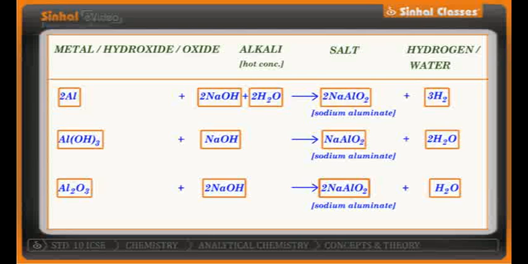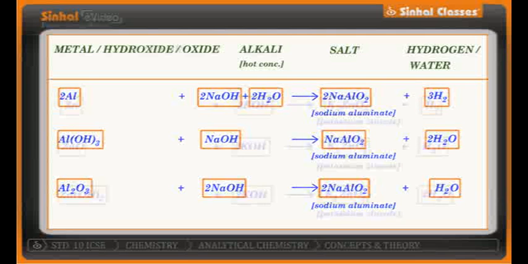In a similar manner, you can take the amphoteric oxide of the same metal, that is aluminium oxide, Al2O3. Treat it with the same alkali NaOH, it will give you sodium aluminate, NaAlO2, along with what? Water.